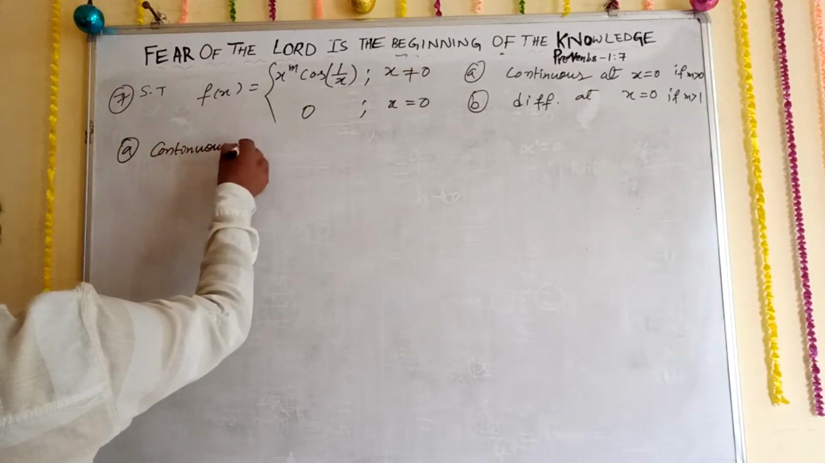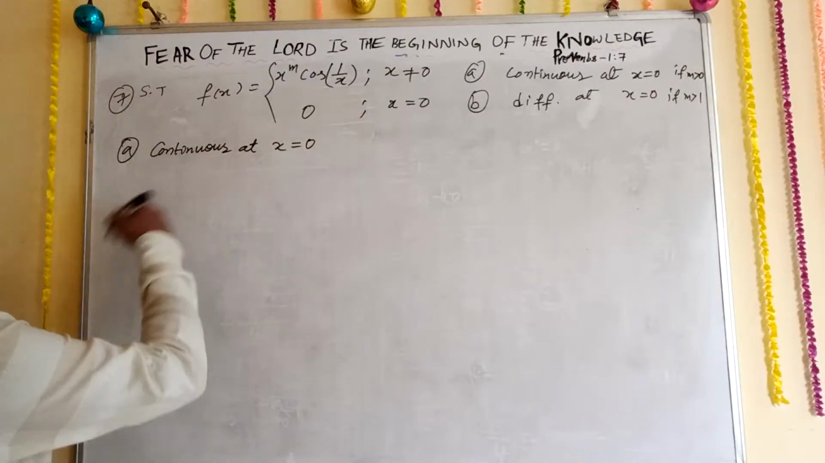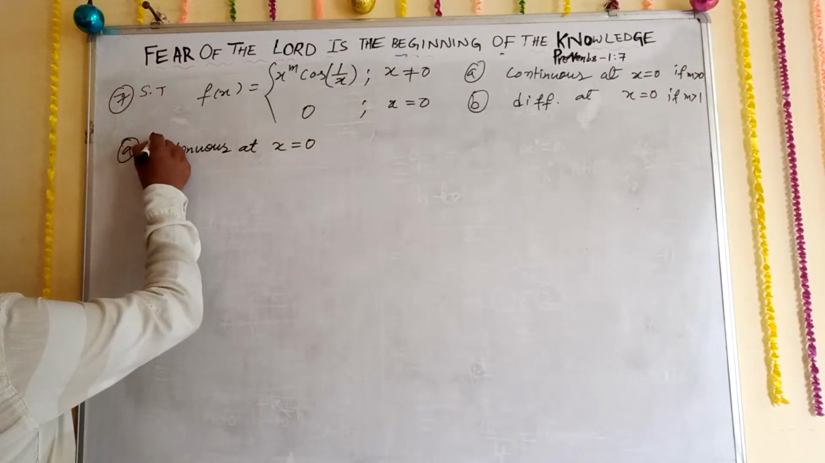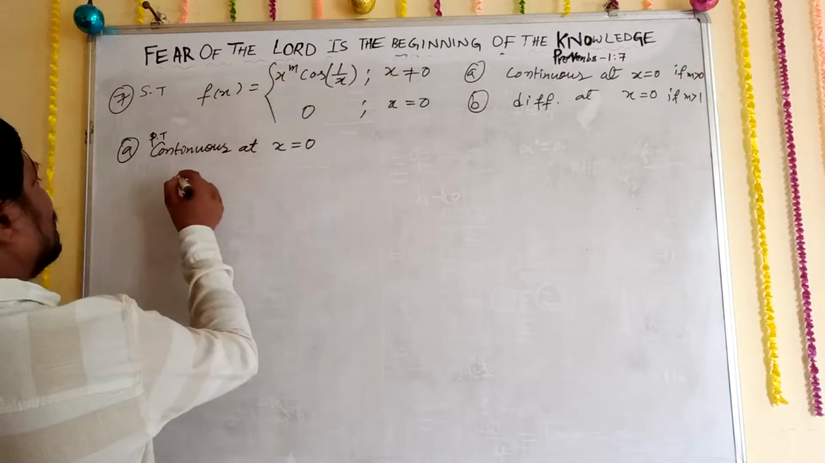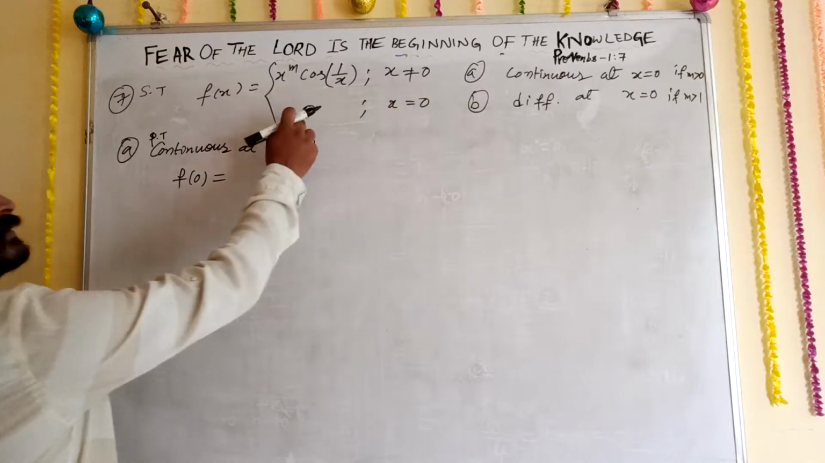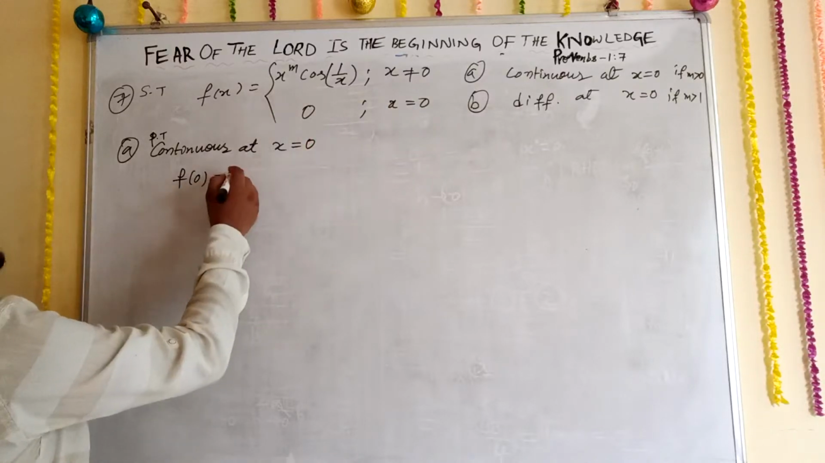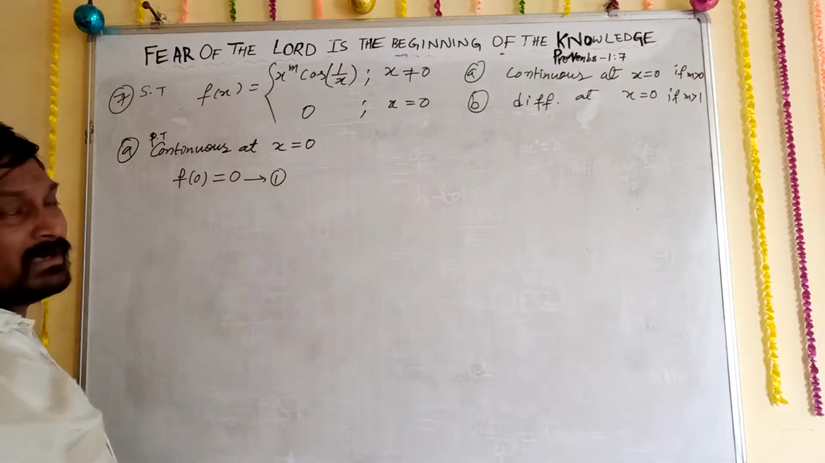Continuous at x is equal to 0. So how to prove that? First, f of 0. You know that at x is equal to 0 our function is 0, so f of 0 is nothing but 0. So this gives us equation number 1.